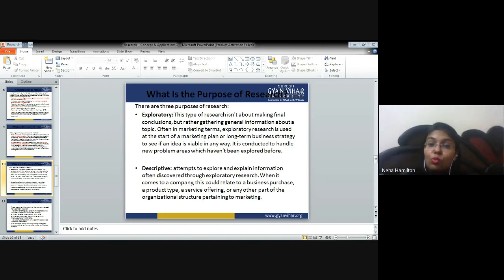Okay. So among the three purposes of research, the first and a very important one is called exploratory research. What is exploratory research again? This is an innovative type of research which has never been done in the past. We are doing this research for the first time.